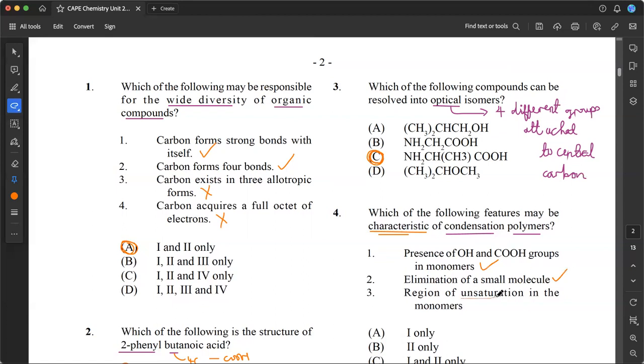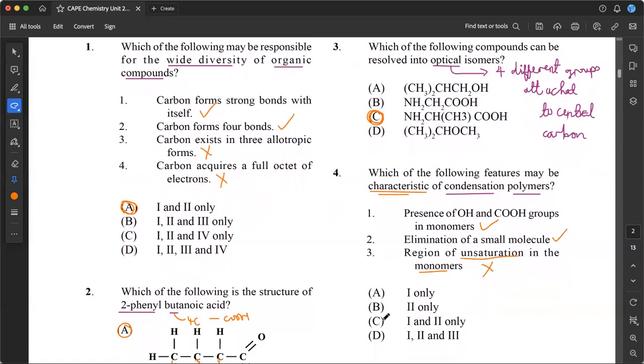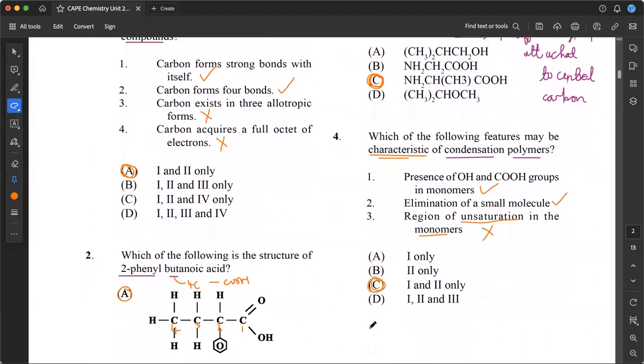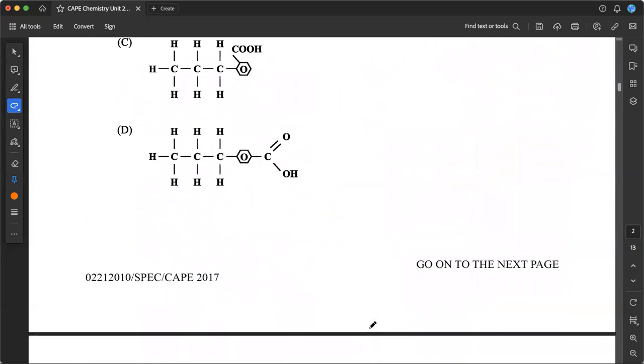Region of unsaturation in monomers? No, that's not true. Because if it was unsaturated, then we wouldn't have gotten a condensation polymer. We would have gotten an addition polymer. So the answer here is 1 and 2, and so our answer will be C. So the answer for 4 is C. All right, so moving along to question 5 now.